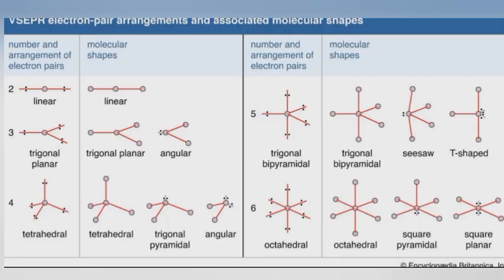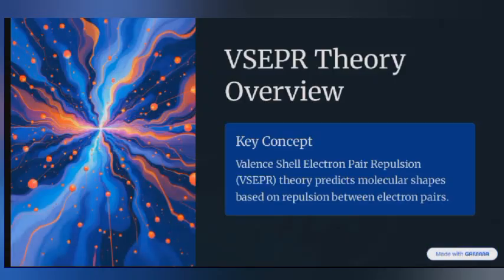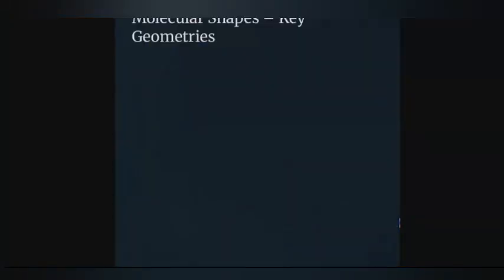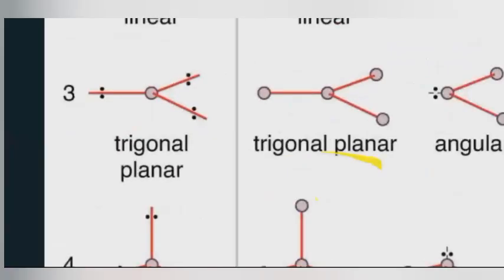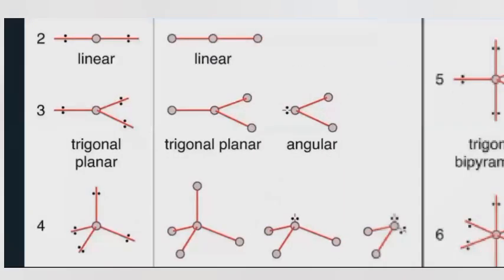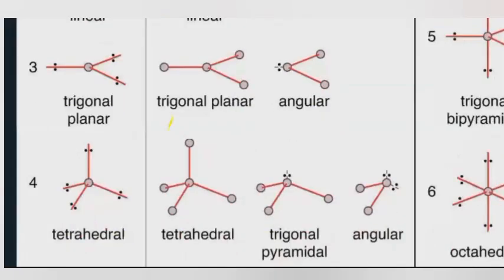So when you have three, they will stay in a Y shape. The lone pairs of electrons would occupy the Y shape, as you can see here. These dots that are seen here, the lone pairs of electrons, will occupy the Y shape. When they are three, they would occupy a shape that looks like this.